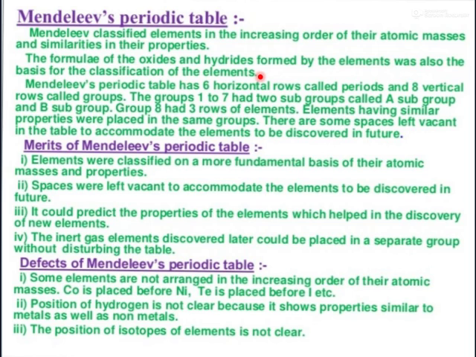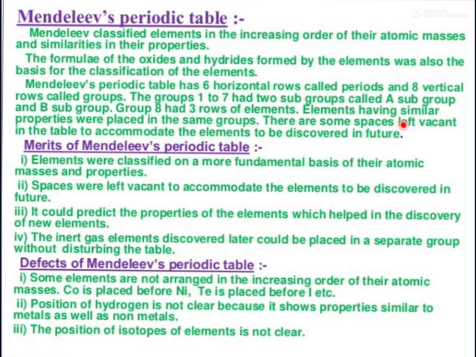Which elements did he take to explain the chemical properties? Oxygen and hydrogen. Mendeleev's periodic table has 6 horizontal rows called periods and 8 vertical rows called groups. You can say columns. Groups 1 to 7 had 2 subgroups called A subgroup and B subgroup, as I told you. Group 8 had 3 rows of elements. Elements having similar properties were placed in the same group.